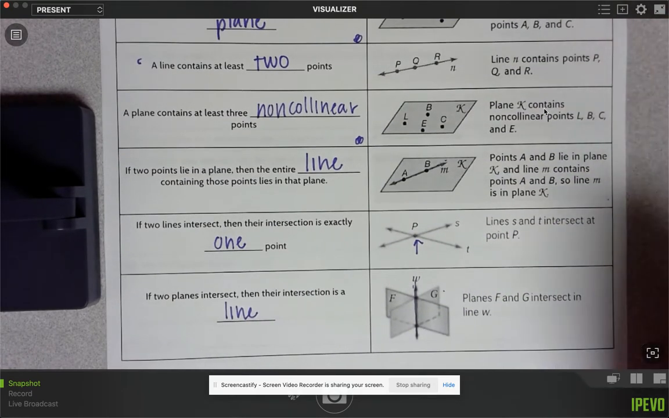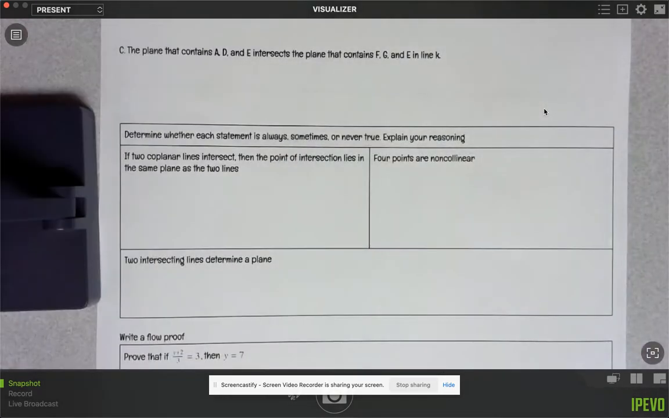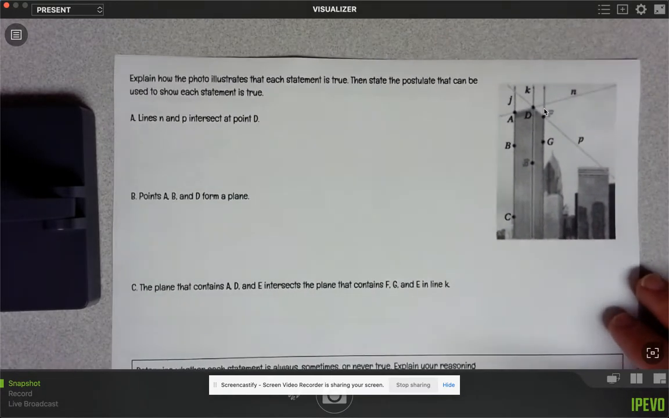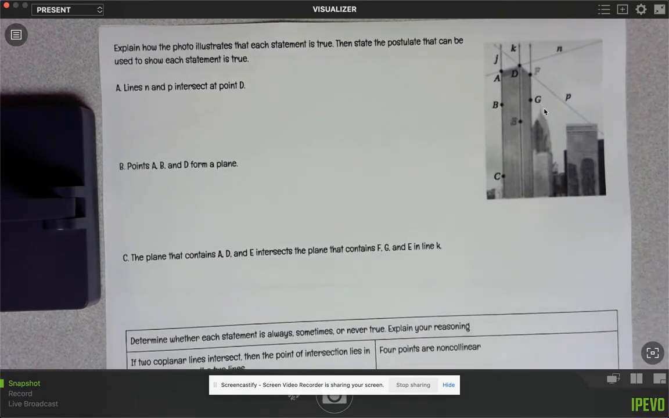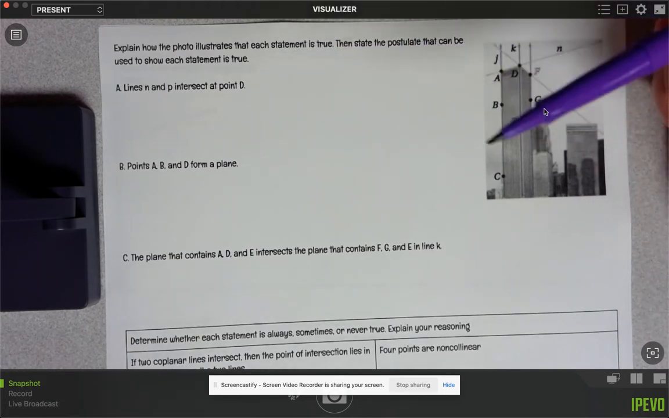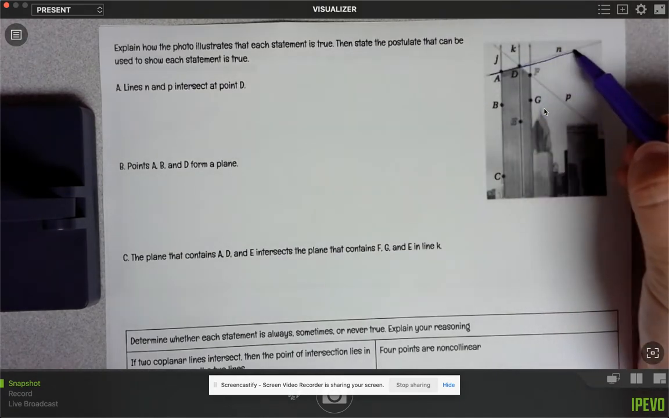Because on this next page, if you flip over your notes, we have to use those postulates to describe what's happening. I know this isn't a great picture. It'd be better if I was using my smartboard, but my room is being used right now, so we're just making this work. It says, explain how the photo illustrates each statement is true. Then state the postulate that can be used to show each statement is true. Basically, we're going to look at the picture with this given description and then decide which one of our postulates it's demonstrating.